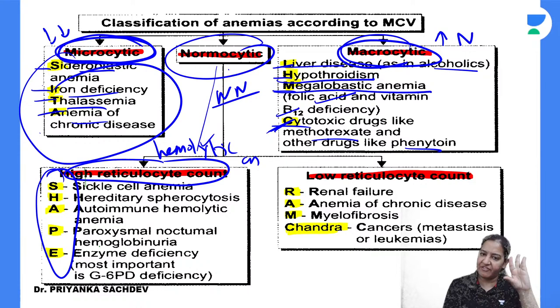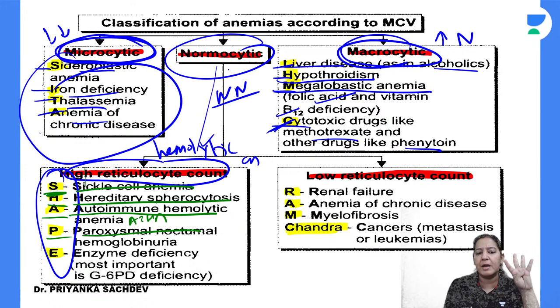So SHAPE contains the five types of hemolytic anemias. You may be knowing five types of hemolytic anemias. You know the classification of hemolytic anemia. S is sickle cell anemia. H is hereditary spherocytosis. A is autoimmune hemolytic anemia, AIHA. P is paroxysmal nocturnal hemoglobinuria, PNH. And E is enzyme deficiency. Most commonly, it is G6PD. So the mnemonic is SHAPE, S-H-A-P-E. Give me a thumbs up.